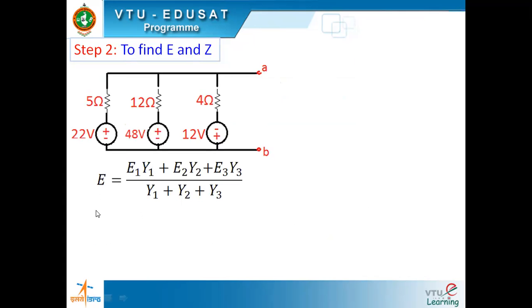People think that this is the easiest. Yes, this is the easiest, but a little care is needed when you are writing the exam or internals. Suddenly people come and substitute Y1 as 5, Y2 as 12, Y3 as 4. No, Y1 is 1 by 5, Y2 is 1 by 12, Y3 is 1 by 4. Same here, 1 by 5 plus 1 by 12 plus 1 by 4.